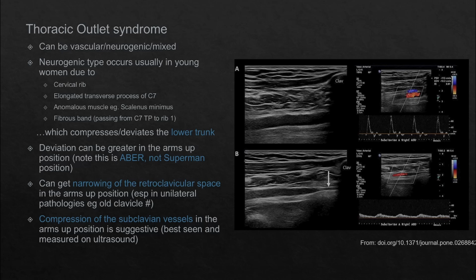The result of all of this is that there is some kind of compression and/or deviation of the lower trunk of the brachial plexus, and this lower trunk abnormality is what we are looking at on brachial plexus MRI.